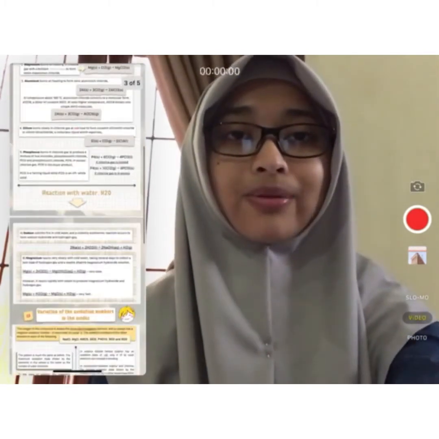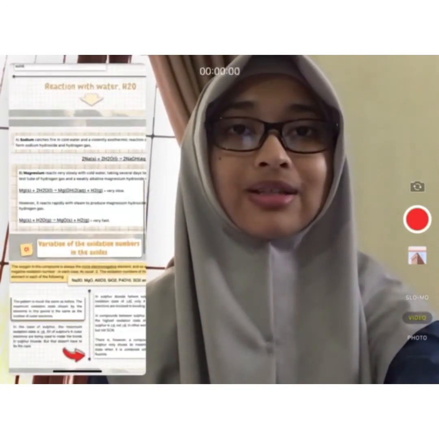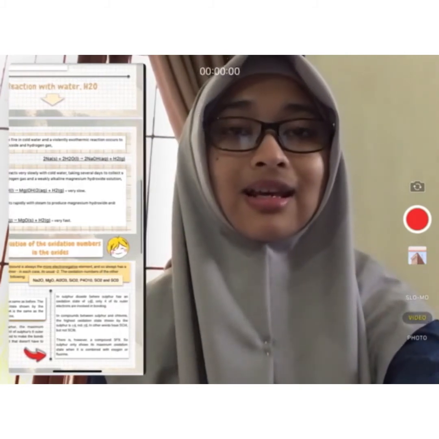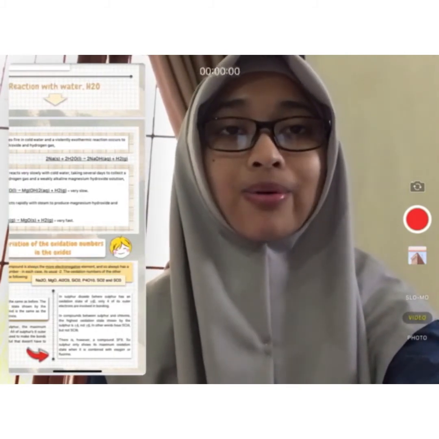Then the last one is about reaction with water, which is H2O. The first one is sodium, which catches fire in cold water, and a violently exothermic reaction occurs to form sodium hydroxide and hydrogen gas. It is 2Na plus 2H2O equals 2NaOH plus H2.